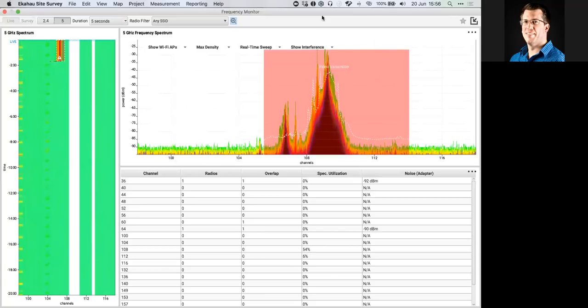Other 5 gigahertz interference, whether you call it Wi-Fi interfering on radar or radar interfering on Wi-Fi, definitely impacts Wi-Fi on your UNII-2 and 2E bands. What other interferers have you guys seen?